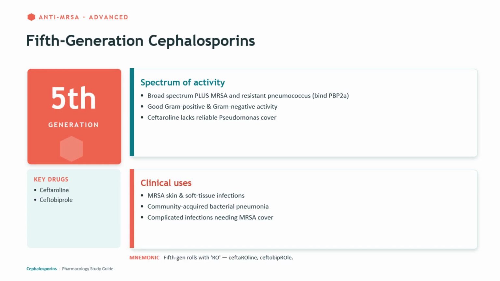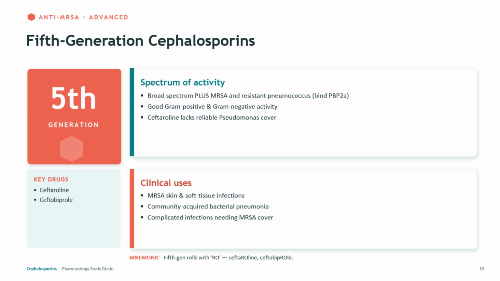And now the 5th generation, the newest and most advanced of the group. What sets these apart is that on top of broad spectrum activity, they cover MRSA and resistant pneumococcus, and they manage that by binding an altered target called PBP2A. They have good activity across both gram-positives and gram-negatives, but one caveat: ceftaroline lacks reliable Pseudomonas cover, so don't reach for it there. The 2 drugs are ceftaroline and ceftobiprole.